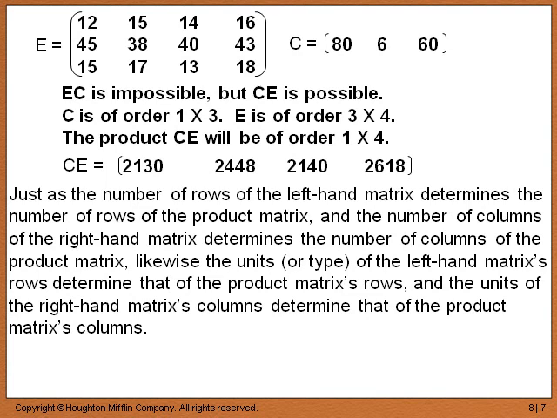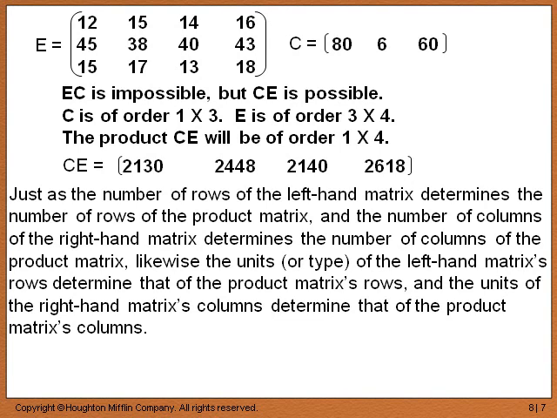We are calculating the product CE, and according to that, C is my left-hand matrix and E is my right-hand matrix. And we know that the number of rows of C, since that's on the left, determines the number of rows in the product. So there's only going to be one row in the product. And the number of columns of the right-hand matrix, which is 4, determines the number of columns of the product matrix, which is 4. Okay, but we also need to look at the units of what these numbers represent.